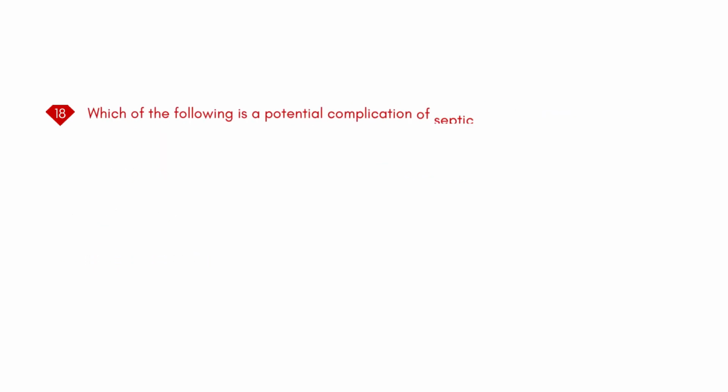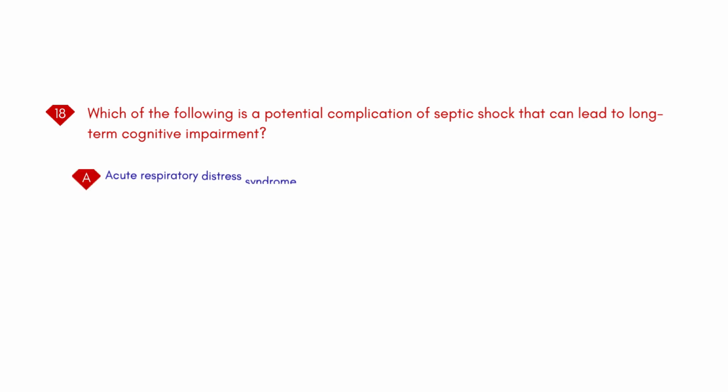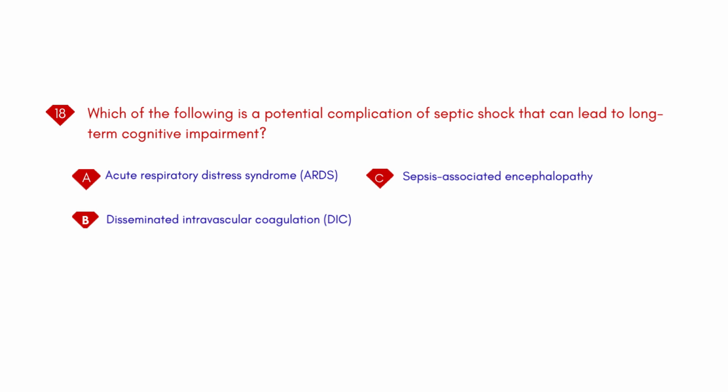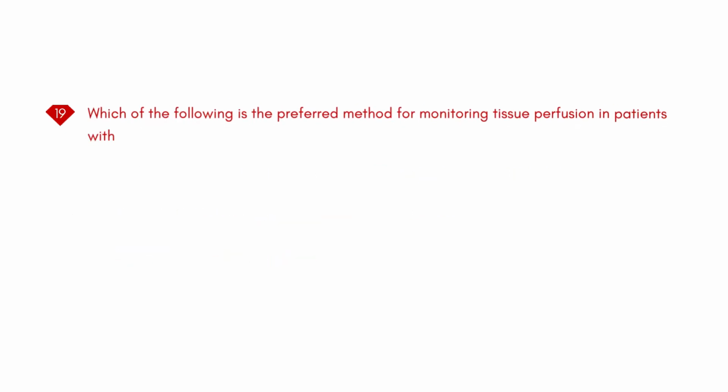Which of the following is a potential complication of septic shock that can lead to long-term cognitive impairment? A. Acute respiratory distress syndrome, ARDS. B. Disseminated intravascular coagulation, DIC. C. Sepsis-associated encephalopathy. D. Acute kidney injury. Answer: C. Sepsis-associated encephalopathy.